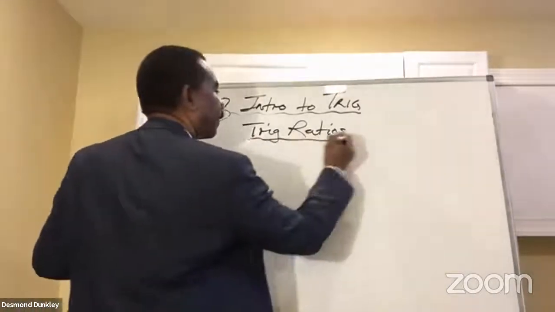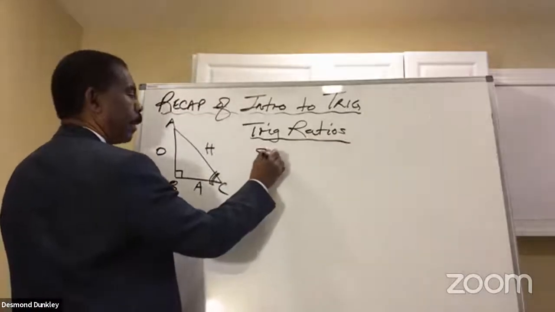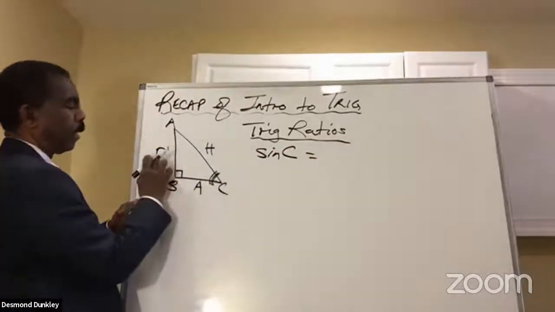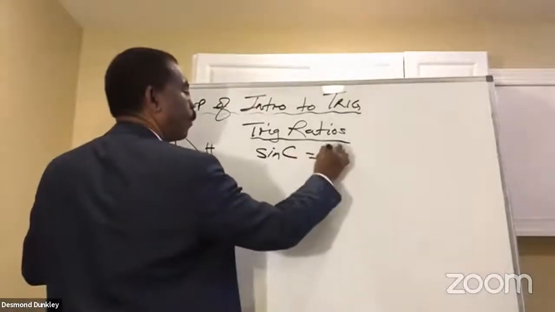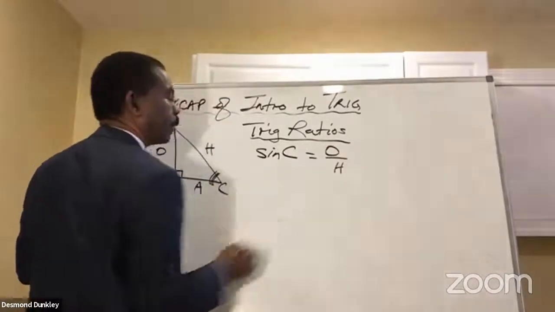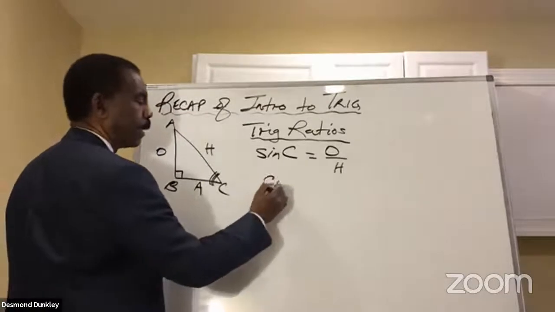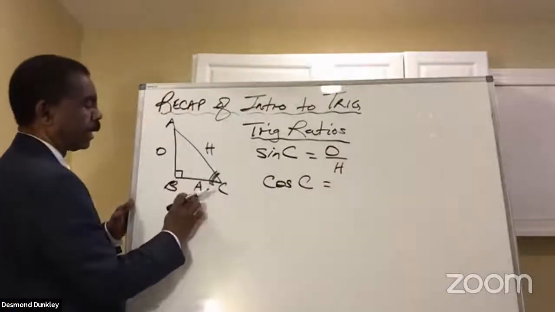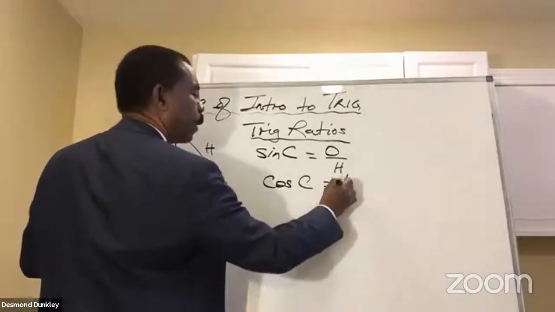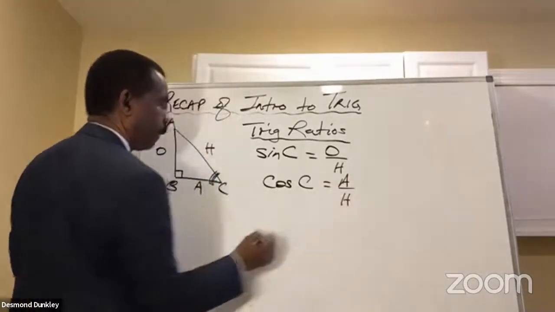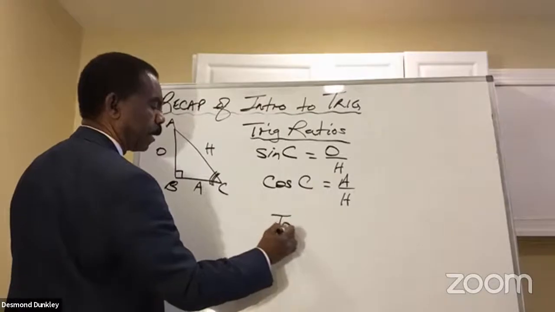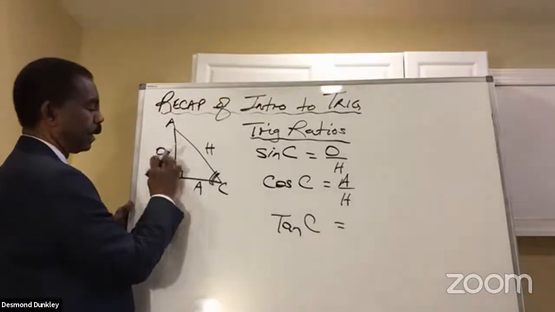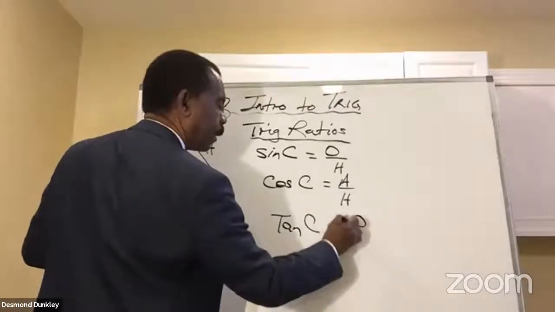And what we discovered was sine of angle C is going to be equal to opposite over hypotenuse, O over H. Cosine of angle C is going to be the adjacent over the hypotenuse. And finally, tangent of angle C is going to be equal to opposite over adjacent.